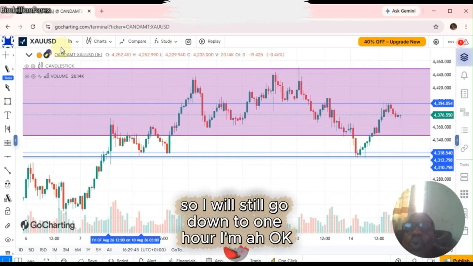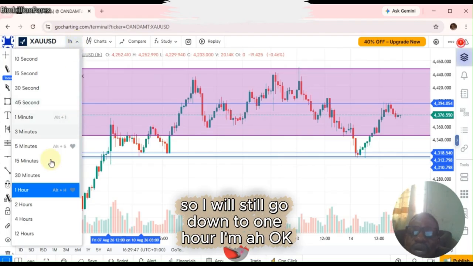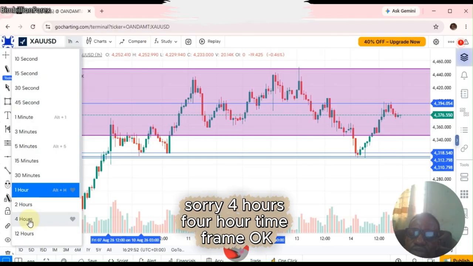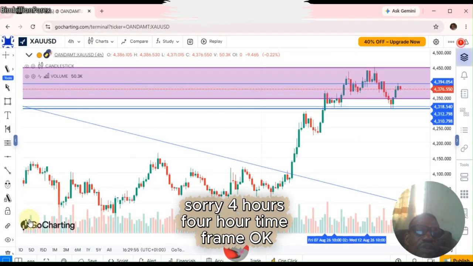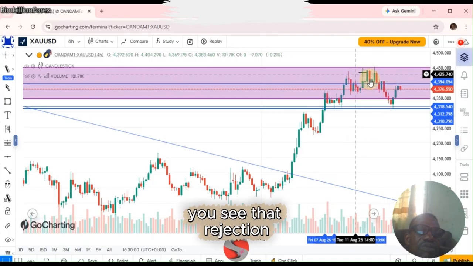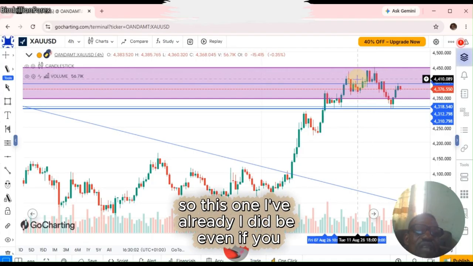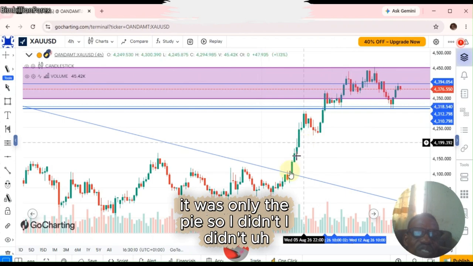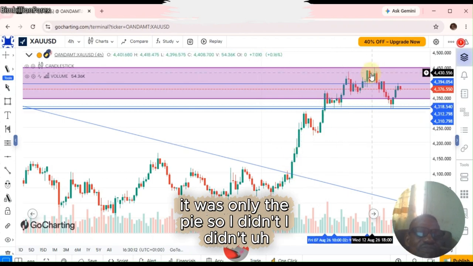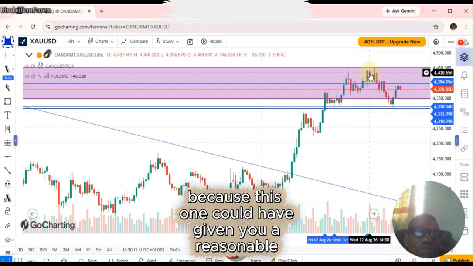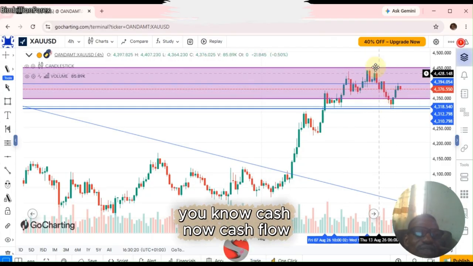So I will still go down to 1 hour. Okay, I've been in the 4-hour time frame. The 4-hour time frame gives me a very good look at it. You see that rejection. I didn't enter this trade. It was only the buy, so I didn't enter the trade at all, because this one could have given you a reasonable cash flow.